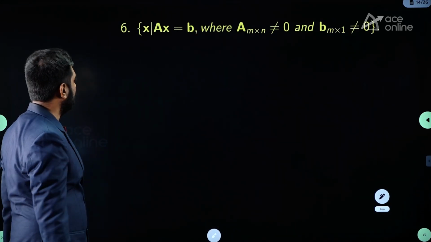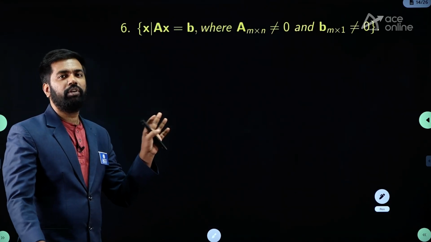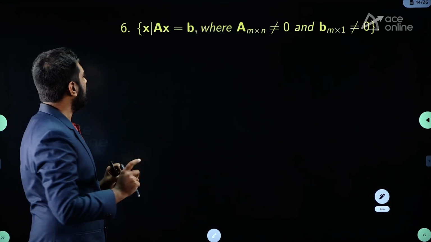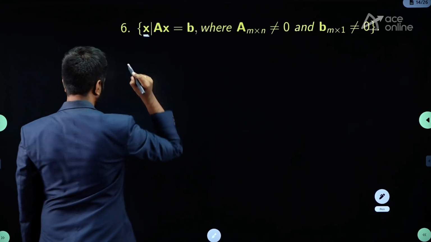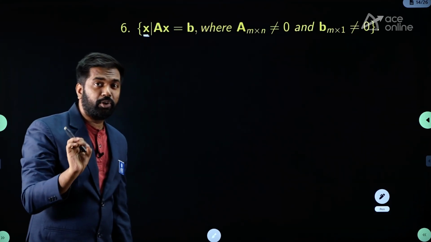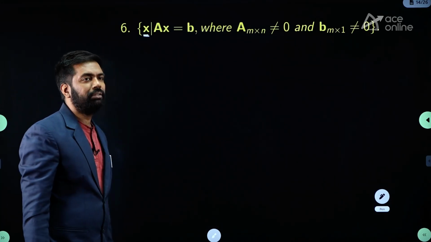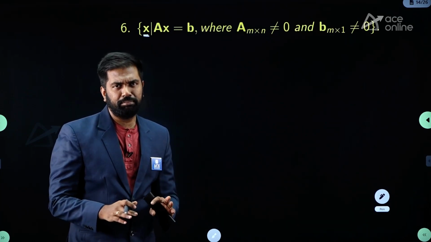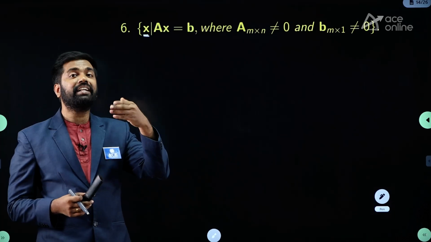Now let's look at this. Based on this, there was a GATE 2024 question. So try to observe this carefully. What are they talking about? They are talking about a set of vectors called X. You have to listen to this carefully. They are talking about a set of vectors called X such that Ax equal to B. Basically, they are talking about a non-homogeneous system, because Ax equal to B represents what? A non-homogeneous system.